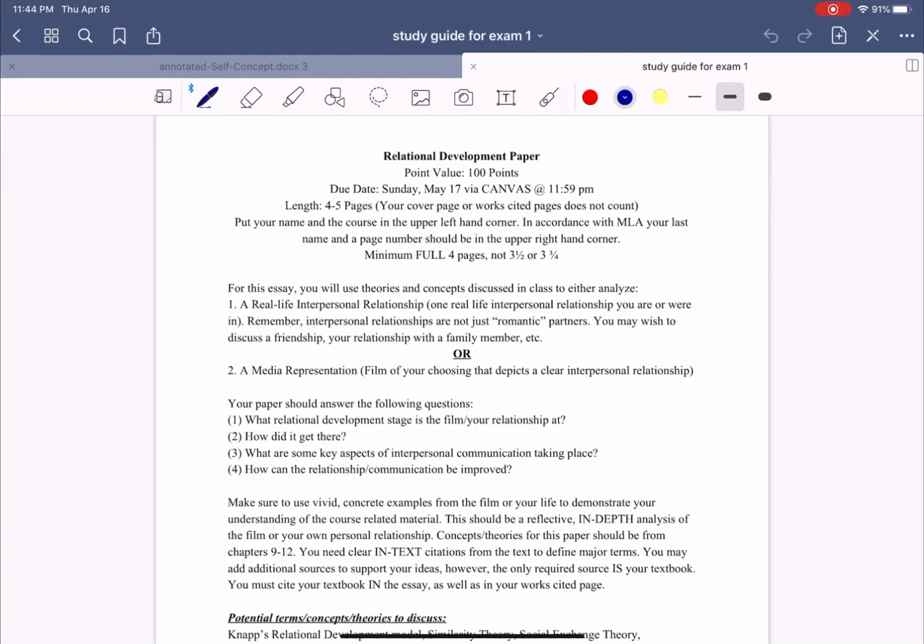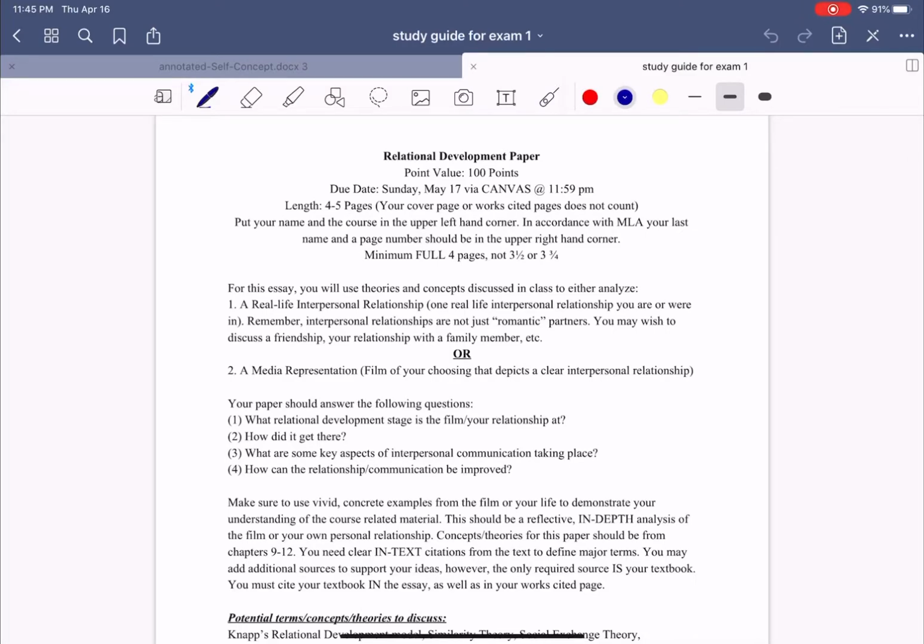So this is a relational development paper. It is worth 100 points. It's worth a huge chunk of your grade, to be completely honest, a great portion of your grade. So for the most part, if you don't turn in this paper, it's not looking too good. So make sure that you do turn in the paper, you start working on it. You do have about a month to work on it.